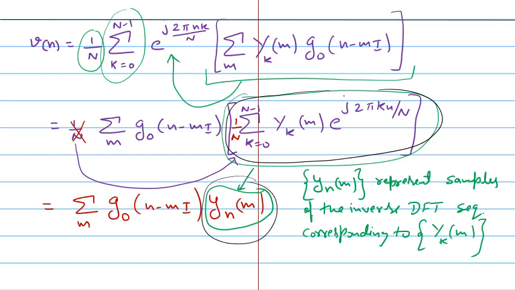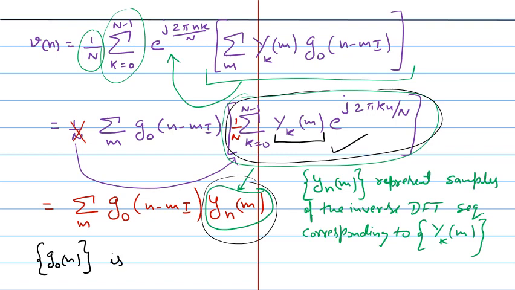From here you can easily observe that this is nothing but the inverse DFT formula. So finally the output is the summation over m of g naught n minus mi times ynm. This is the inverse DFT of the sequence ykn. And the sequence g naught n, since I'm using curly braces, it means I'm just talking about the sequence.